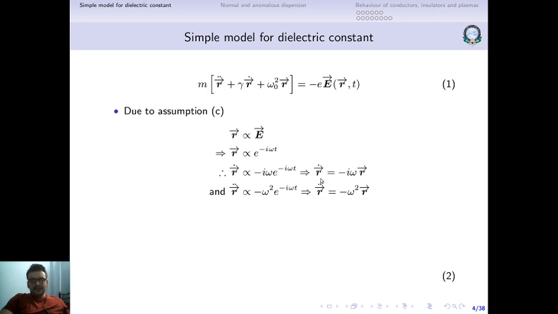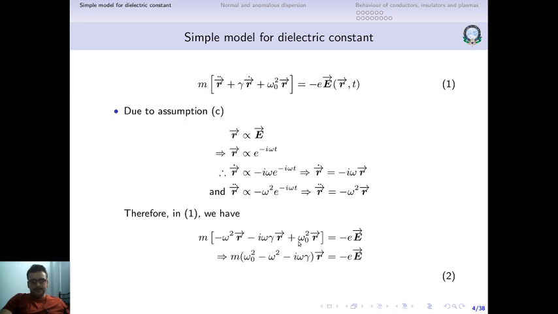So we have R double dot, R dot, and we have R. Okay, so we just substitute this R double dot and R dot back in equation number 1. So plugging all these back in equation number 1, for R double dot we have minus omega square R, and we have R dot, which is minus i omega R, plus omega naught square into R. So everything has been written in terms of the position only. So we have m times omega naught square minus omega square minus i omega gamma, times R, is equal to minus E times the electric field. So we just invert this equation and write it in terms of R. So R is equal to minus E by m times this quantity to the power minus 1, because it goes on to the other side, times E.